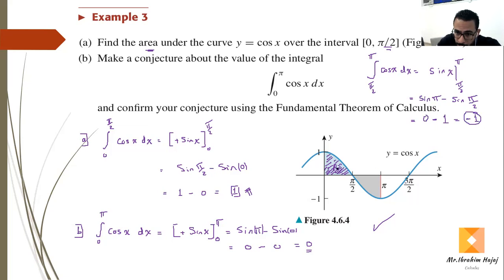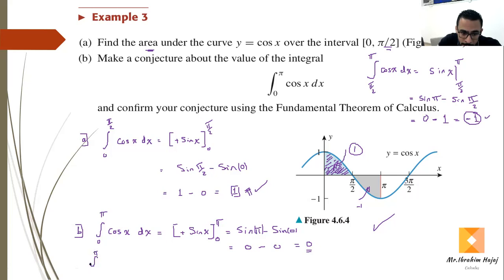So the area from 0 to pi over 2 is 1, and the area from pi over 2 to pi is negative 1. They are going to cancel each other. So the area up here is 1, and the area down here is negative 1.